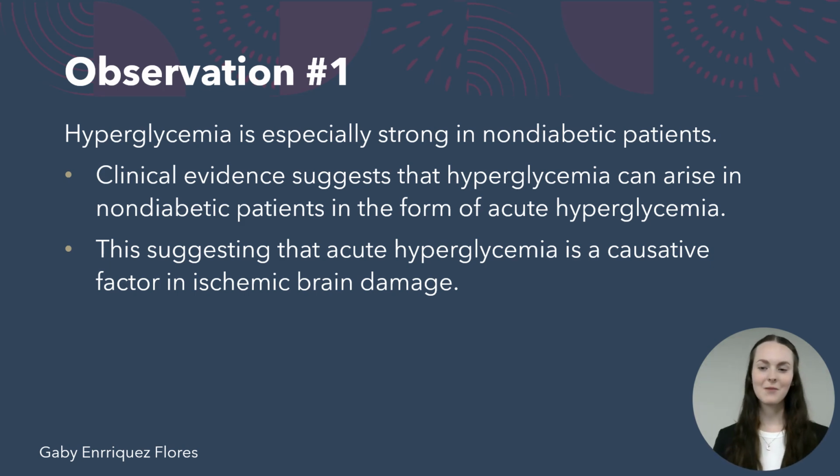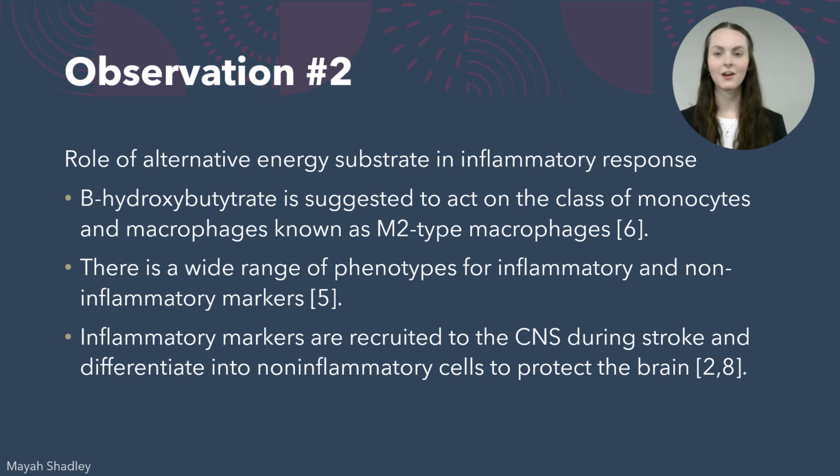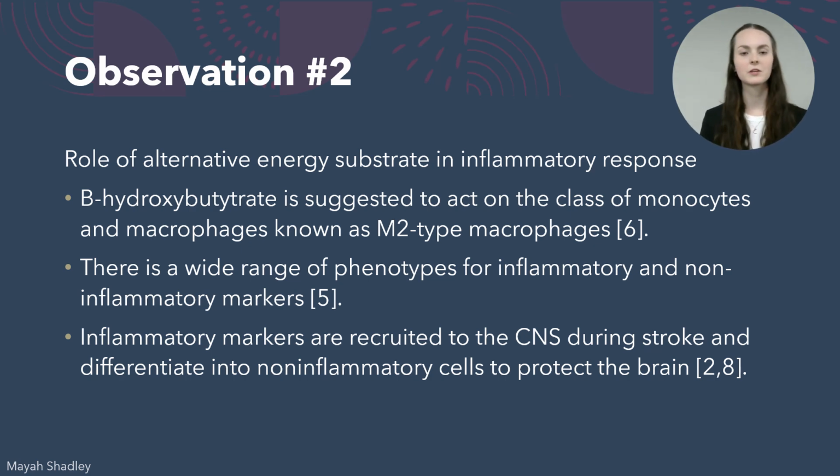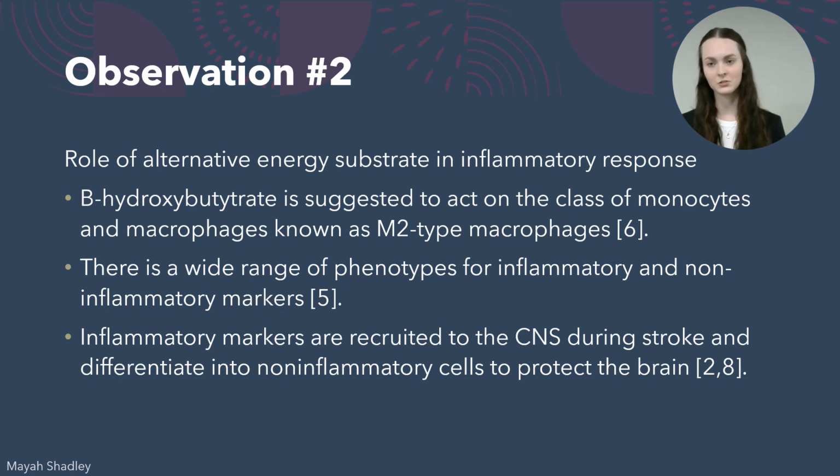Hi everyone, I'm Maya. Alright, so I'm going to be talking about observation 2. Another one of the previous research studies talked about beta-hydroxybutyrate, which is an alternate energy substrate seen in inflammatory responses. This helped our researchers understand more of the inflammatory process, and it also helped them to find inflammatory and non-inflammatory markers that can help to monitor the process of inflammation.